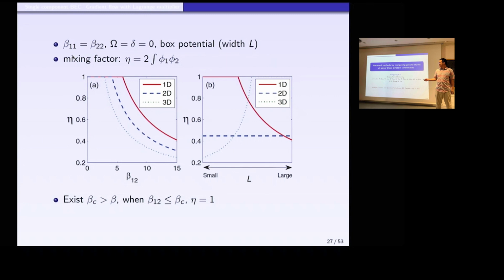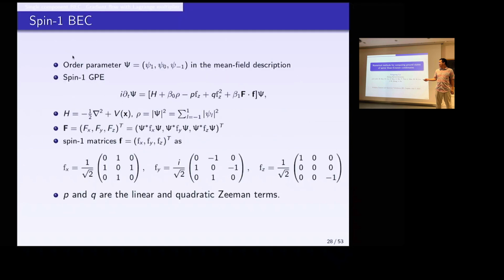And then next we move to the spin 1 case. For the integer spin, like the spin 1, we have 3 components. Then the GPE can be written as these 3 coupled GPs, and here we write it in a compact form. So this H is the single-particle Hamiltonian, and rho is the total density. P and Q are the linear and the quadratic Zeeman effects. And this capital F is the spin vector, defined by these 3 spin matrices.